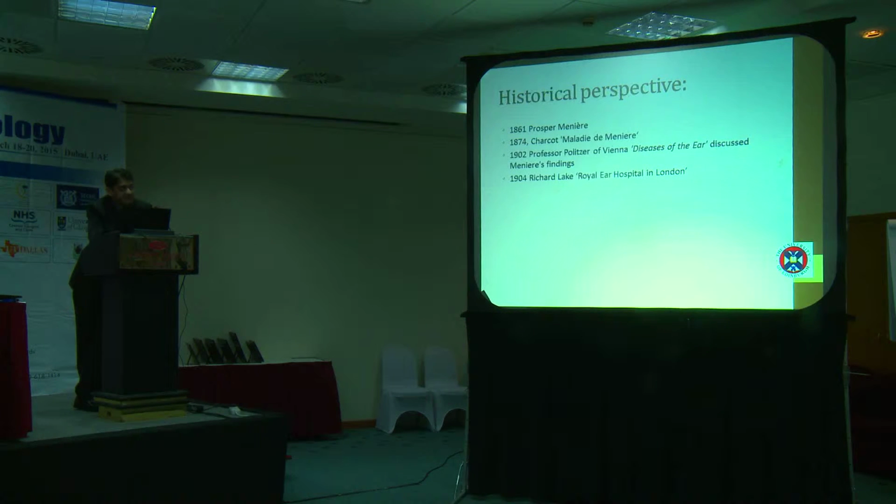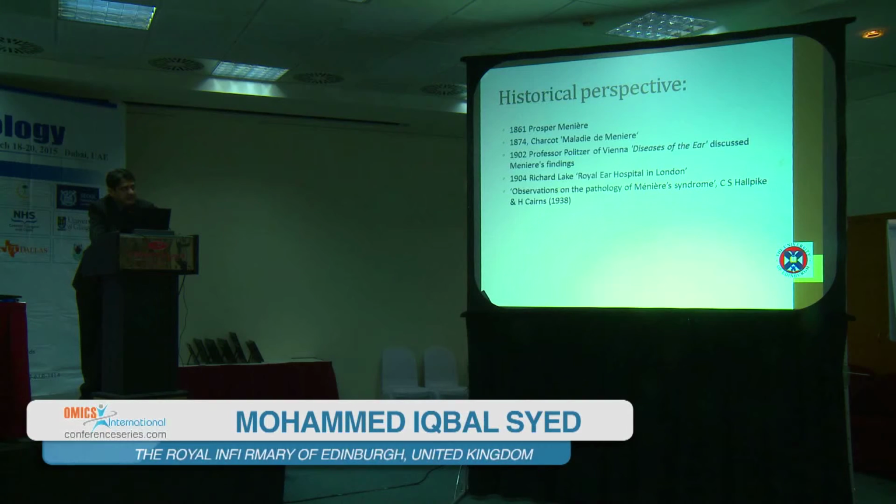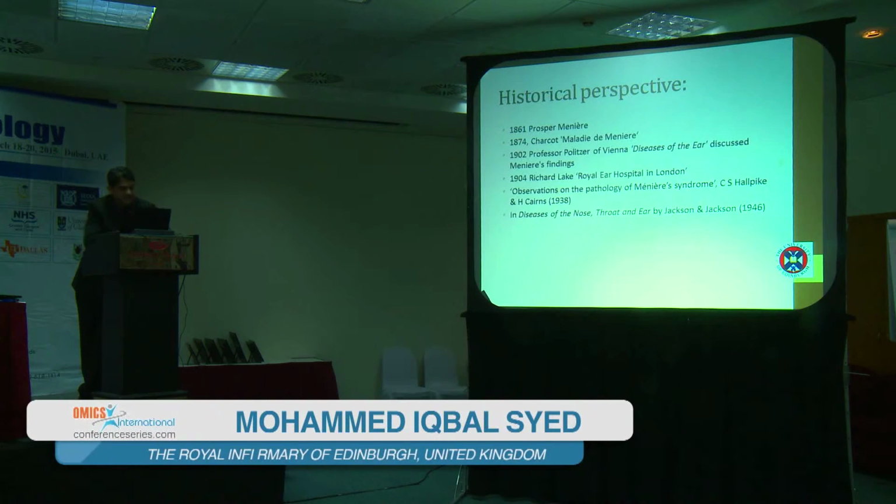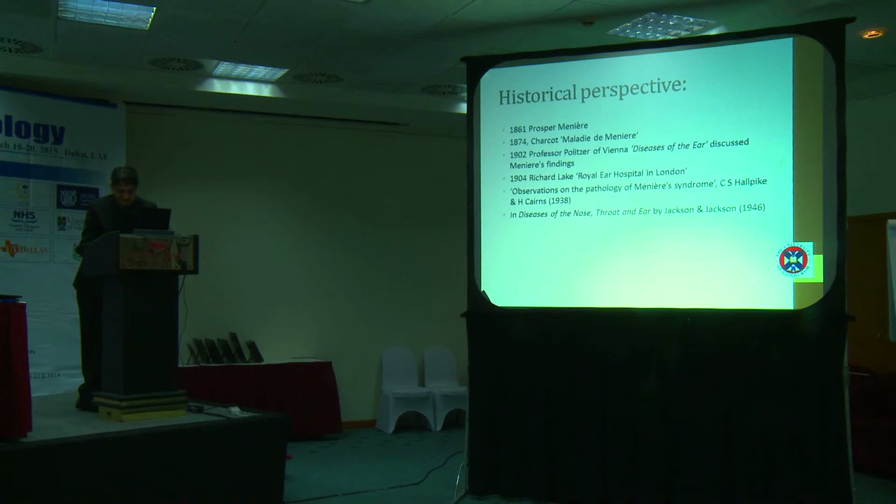This was done at the Royal Ear Hospital in London in the United Kingdom, and the patient essentially underwent a radical mastoidectomy and a labyrinthectomy. She was a young girl, she was in hospital for 3 months, could not walk for 10 days, but then was cured of vertigo. And over the next 50 years, there were various well-known authors and otologists like Hall, Pike and Keynes and Jackson who gave various descriptions of the condition.